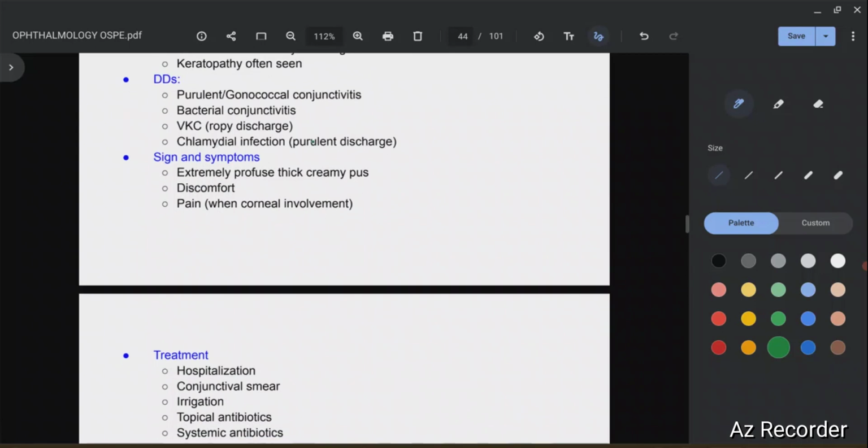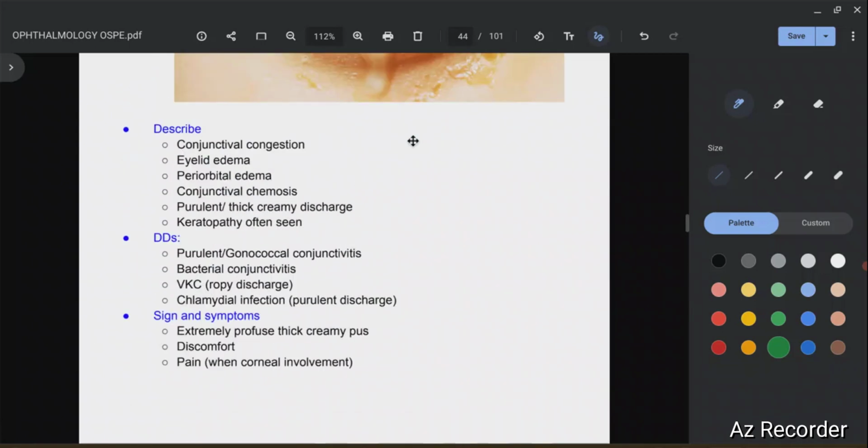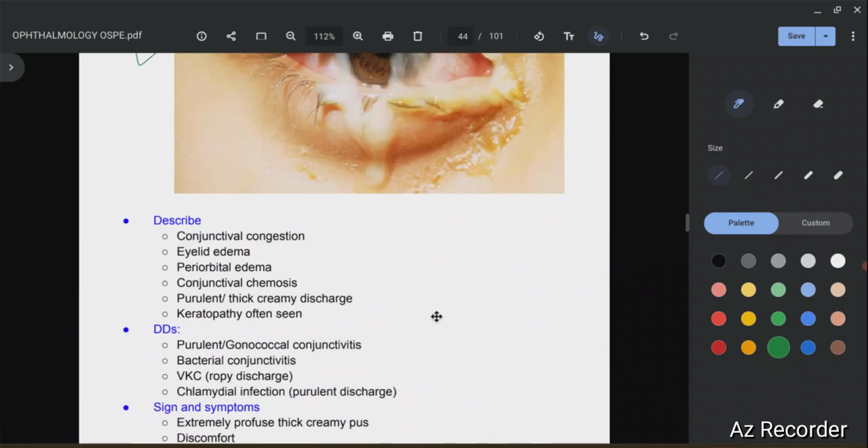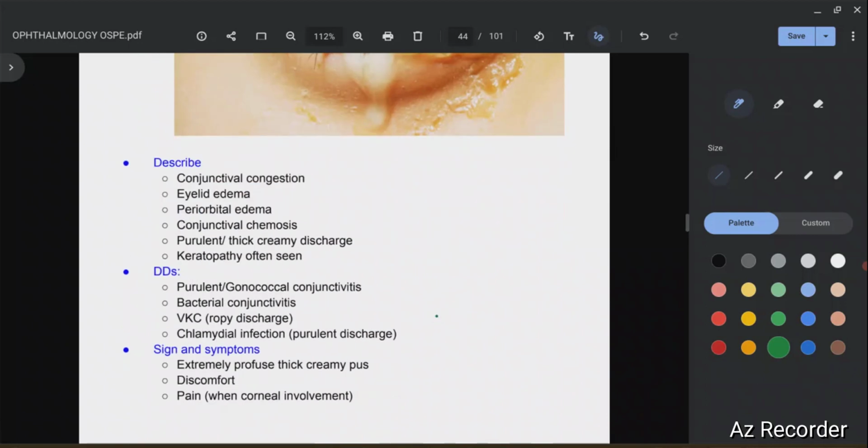Chlamydial infection causes purulent discharge. This can be chlamydial infection, but chlamydial infection is very dangerous as it causes fibrosis of your palpebral conjunctiva and your bulbar conjunctiva, and it is the most important cause of blindness. Remember this. I'll be telling you that in some of my next videos.